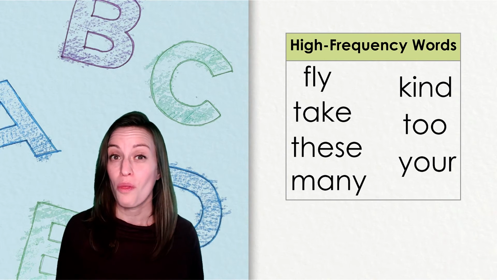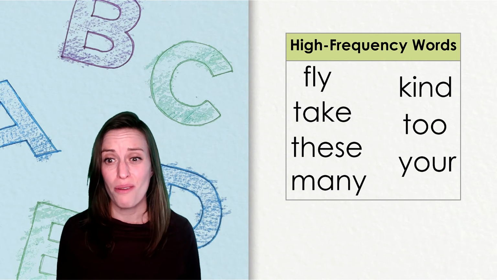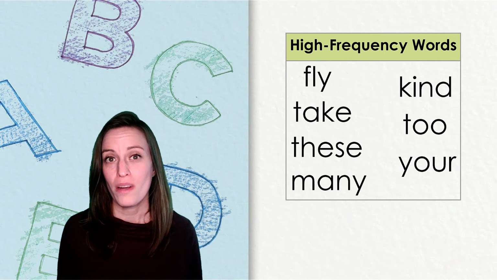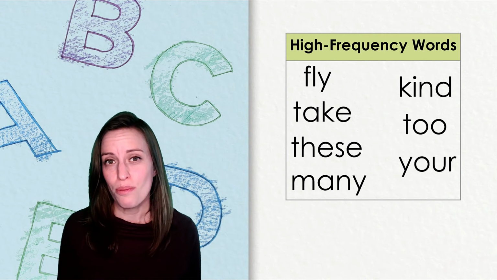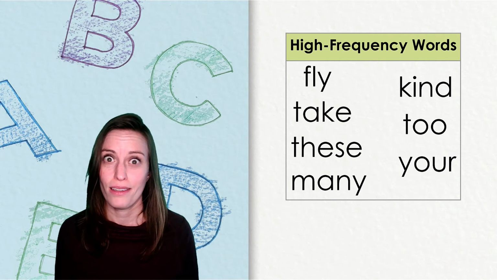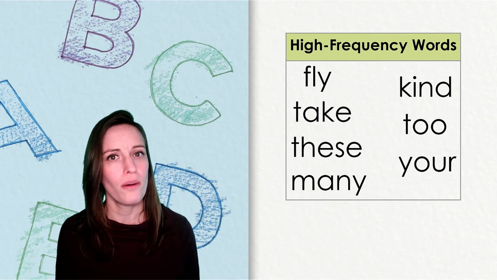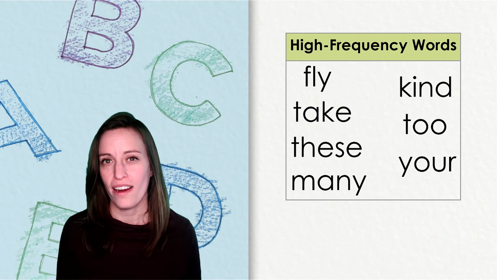And finally, the word your. This word has the vowel team OU, which says ooh in the word ooh. But in this word, it says or. That's tricky. However, this is an important word you will need to know. Let's try it again together. Your.